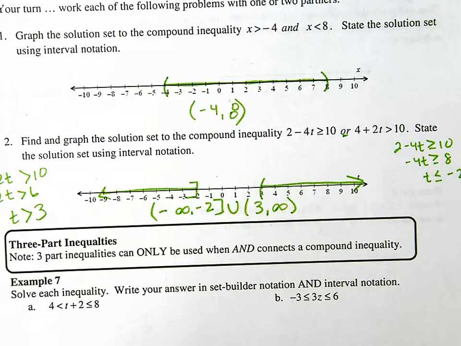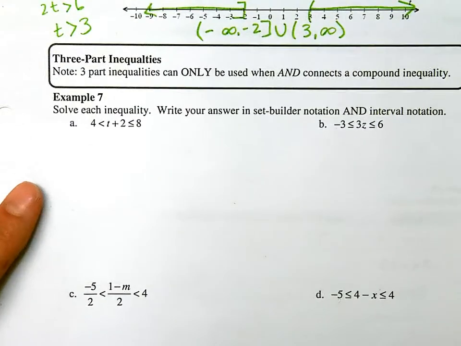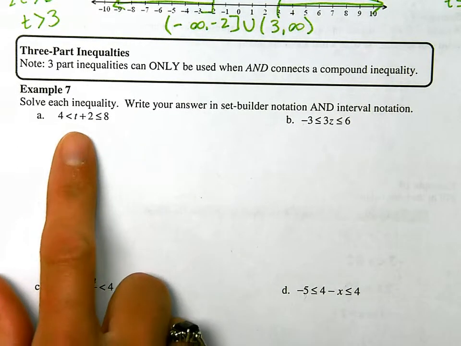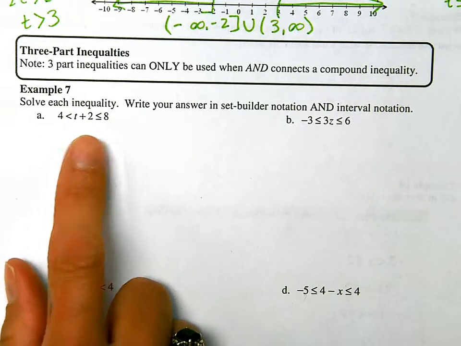Okay, the last big thing that I want to talk about is 3-part inequalities a little bit more. Because sometimes we're going to write them like this, and we need to be able to solve them when they're written like that. Now, if it's a between inequality, it's an and, because it's between two values. It's greater than something and less than something, between two values. So we can solve it.